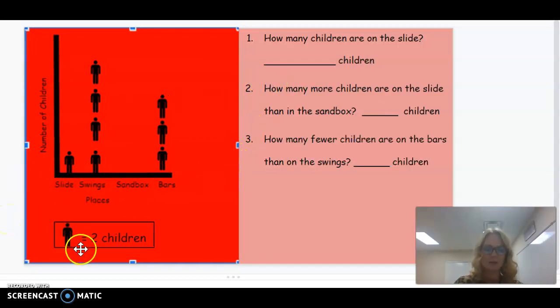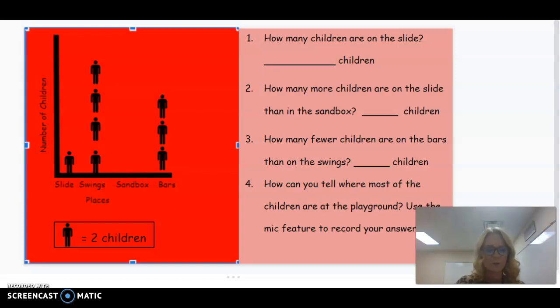Okay, next one. How many fewer children are on the bars than on the swings? So we can see that there are 3 right here, but remember they're equal to 2. So 2 plus 2 plus 2 is 6. And remember we had 8 here, so 8 minus 6 is equal to 2. Okay, and our last one, how can you tell where most of the children are at the playground? Use the mic feature to record your answer. Well, here you can tell that most of the kids are on the swings.